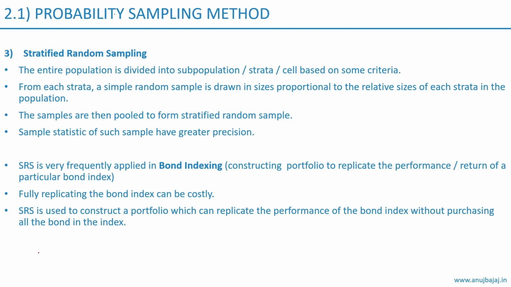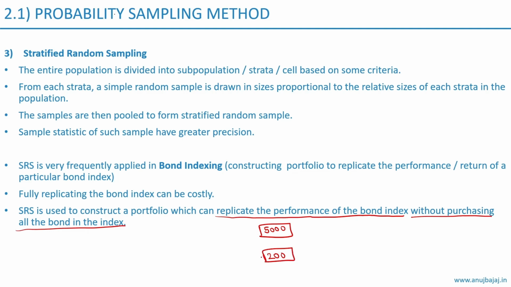So here SRS comes into the picture. SRS can be used to construct a portfolio which can replicate the performance of the bond index without the need to purchase all the bonds in the index. So the S&P 500 had 5,000 bonds in it. Using the stratified random sampling technique, suppose the portfolio manager created a portfolio with 200 bonds in it.